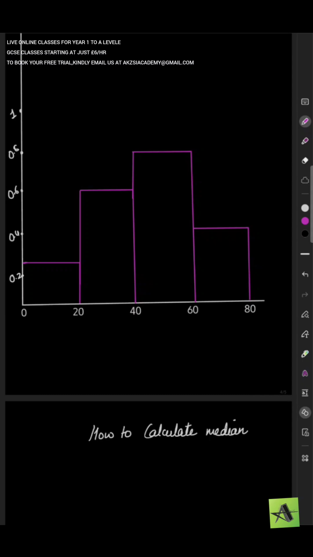Now, the next one is calculating the median, and in order to calculate the median, you should know the cumulative frequency, which is very important. A median is the central value, the mid value. How we can calculate it through a histogram is a bit tricky, so pay attention. If you don't get it the first time, you can just repeat it. I'll try to explain as simply as I can.